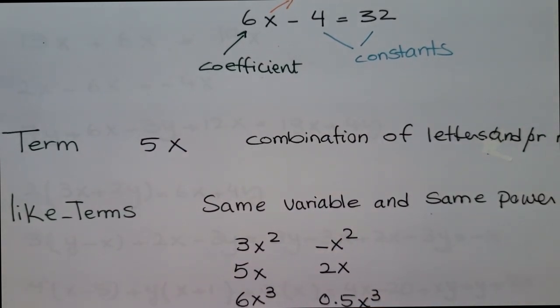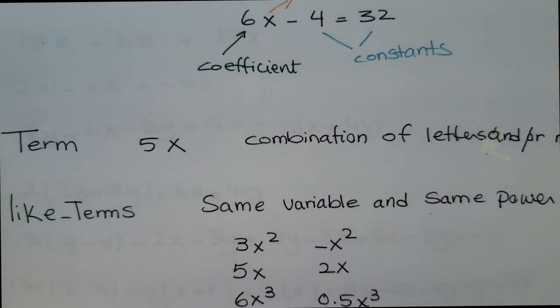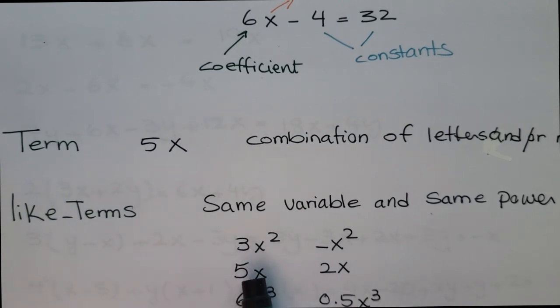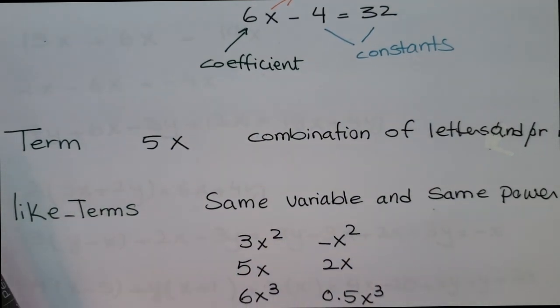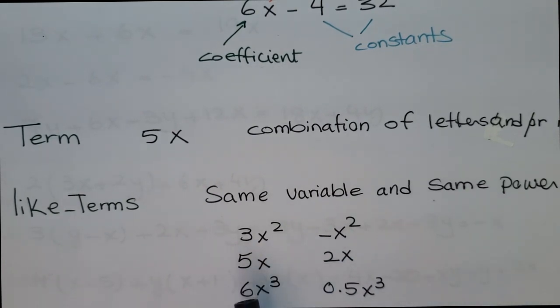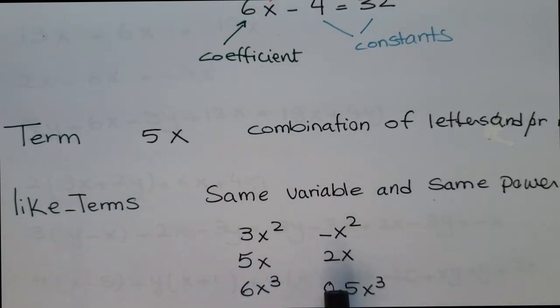Once more, for like terms, not only the letter but also the exponent should be the same. Another example would be 5x and 2x. The letters are the same, the power is also the same, but the coefficient, the number in front, is not the same. Another example would be 6x cubed and 0.5x cubed. The letter and the power are the same, but the number in front, which is the coefficient, is not the same. They are called like terms.